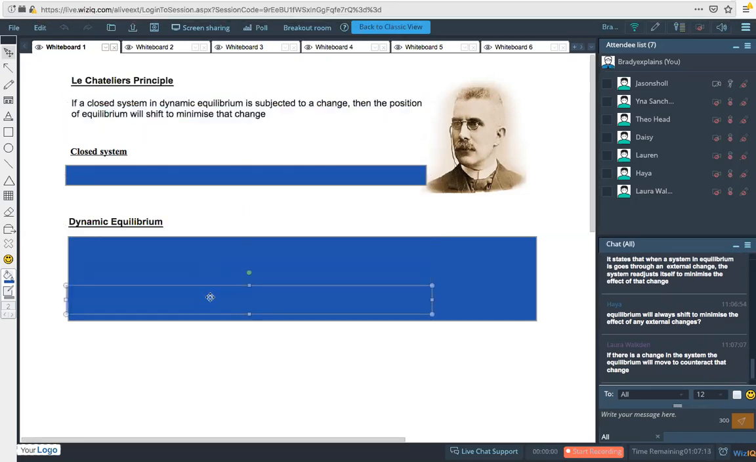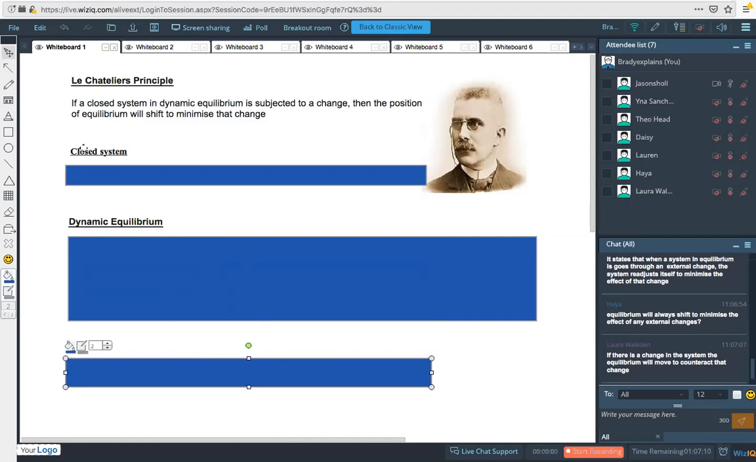Here's my answer. If a closed system, and we'll go through what that means in a sec, in dynamic equilibrium is subjected to a change, then the position of equilibrium will shift to minimize that change. There are three terms there which are probably quite new. You might have heard of one or two of them before, but we're going to go through each of those three terms, make sure we really understand them, and then come back to Le Chatelier's principle and make sure we really understand it. So three more terms to go through. We'll go through them one at a time, then come back and read this again, and talk about what it actually means.